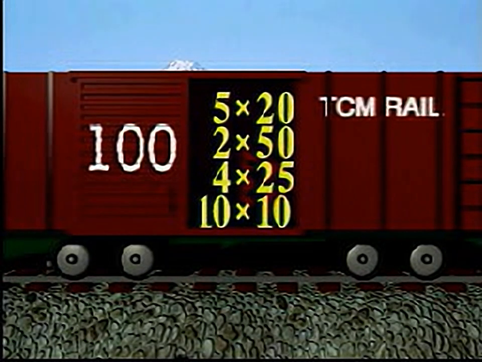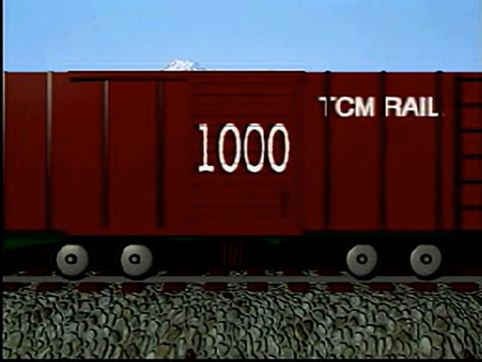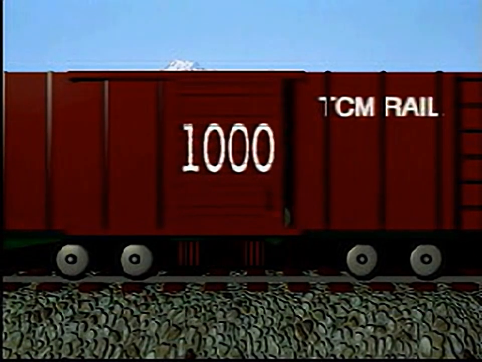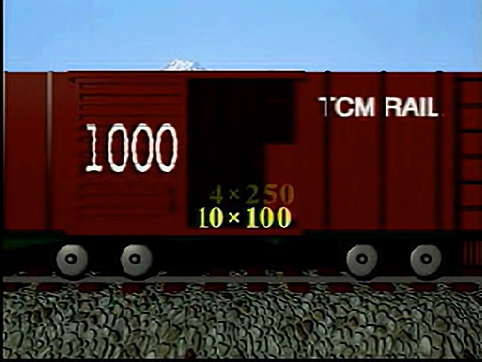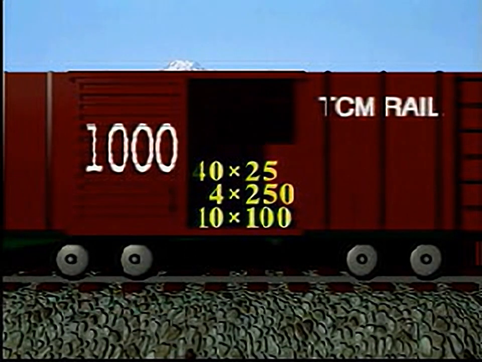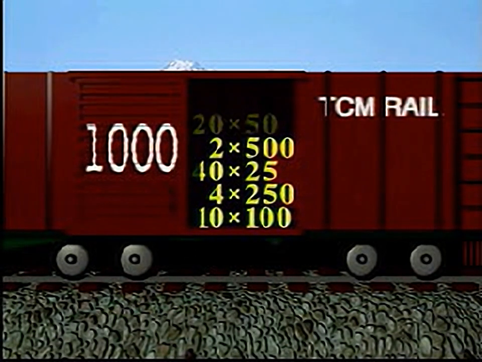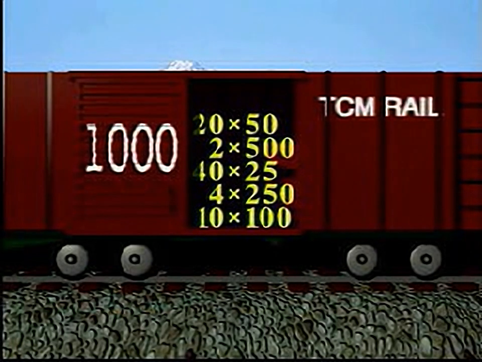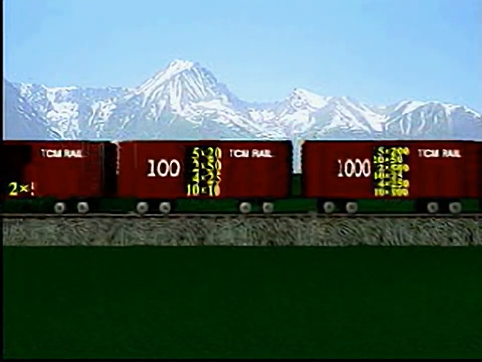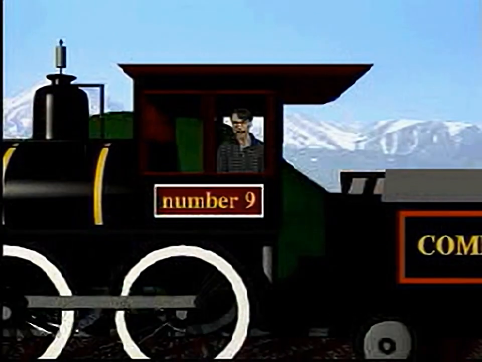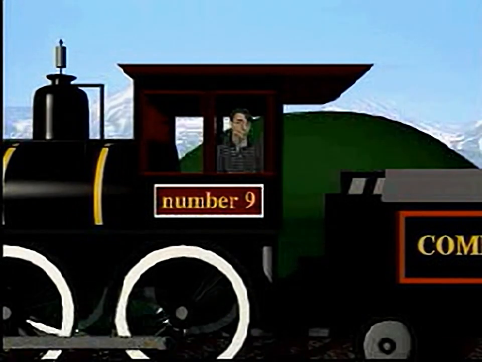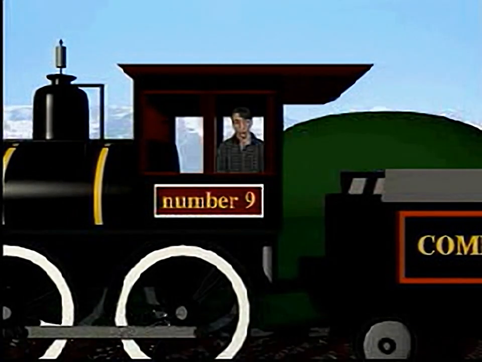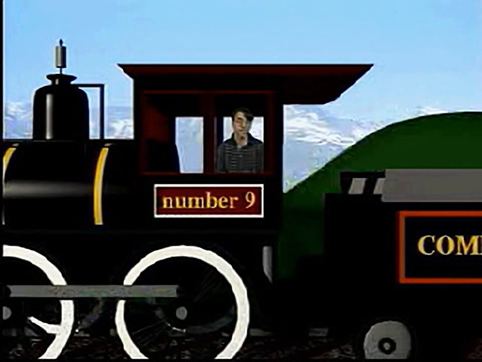The compatibles for 1,000 are the same as the ones for 100, except that one of the factors has an extra 0. There's 10 times 100, 4 times 250, or 40 times 25, 2 times 500, or 20 times 50, and 5 times 200. Now, if you have a train of factors to multiply together, look for the compatible factors and multiply them first. You can even rearrange the factors in the problem if that makes it easier to think about.